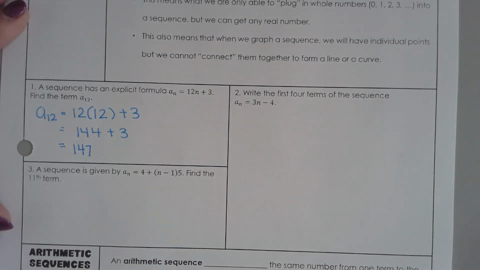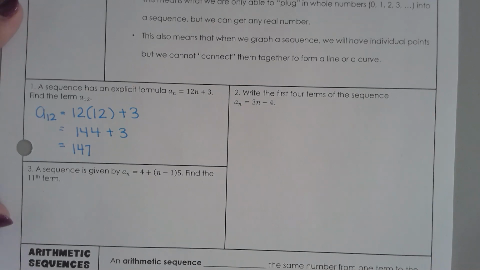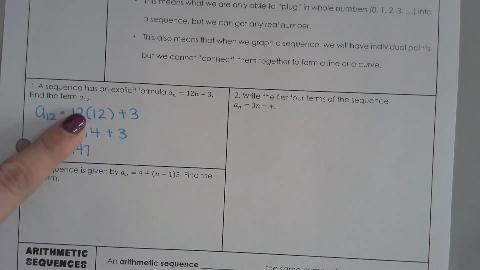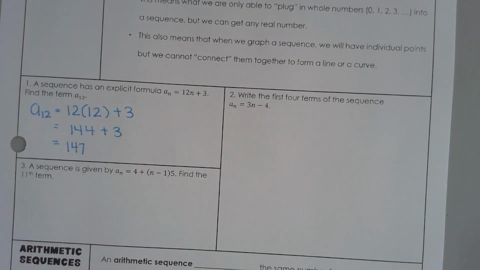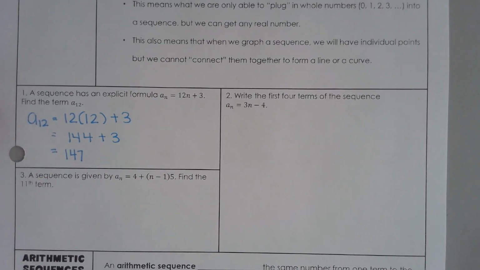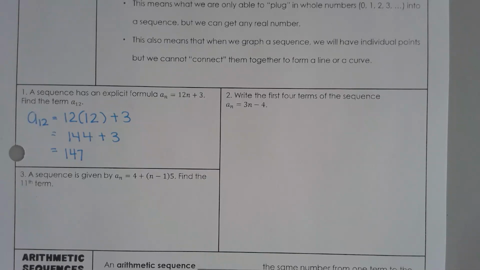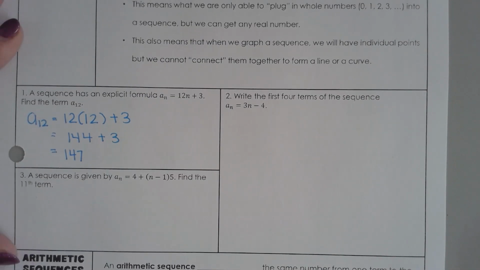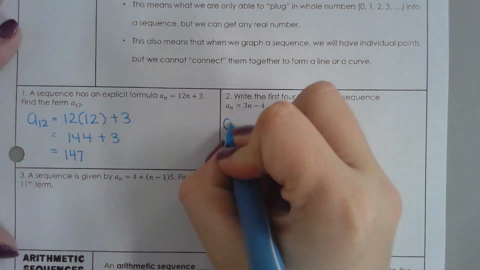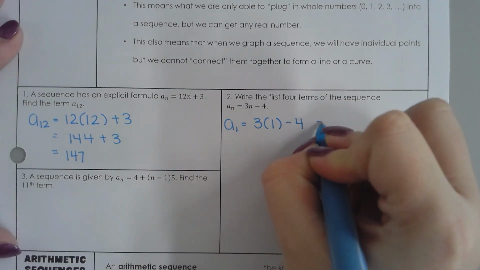Remember, a sequence is just a list of numbers, and we write formulas or equations for those patterns. And so I'm giving you that equation, asking you to find the 12th term. Number 2 says to write the first 4 terms of the sequence, and I give you the equation. So the first 4, A1, A2, A3 and A4. So A1 would be 3 times 1 minus 4.